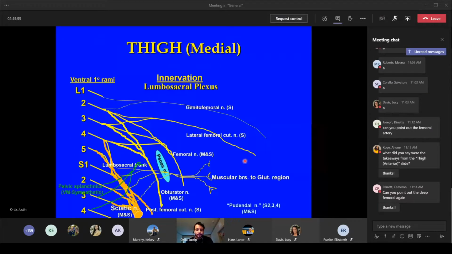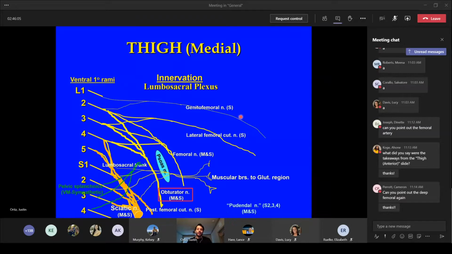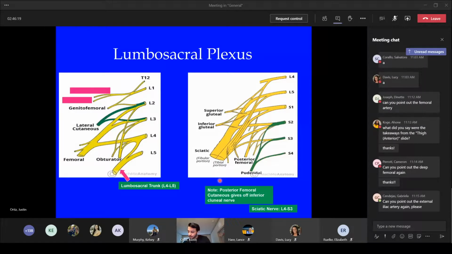Yep, gotcha. Okay, and then the lumbosacral plexus, again, I put this here. I'm not going to talk about it again, but it's for your study sheets, just to help you organize. If you want to look at this, you can use this one, which is why I put this image as well. All right, and then remember, the inferior cluneal nerve comes off the posterior femoral cutaneous, and the superior and middle come off the dorsal primary rami. Can I point out the external iliac artery?